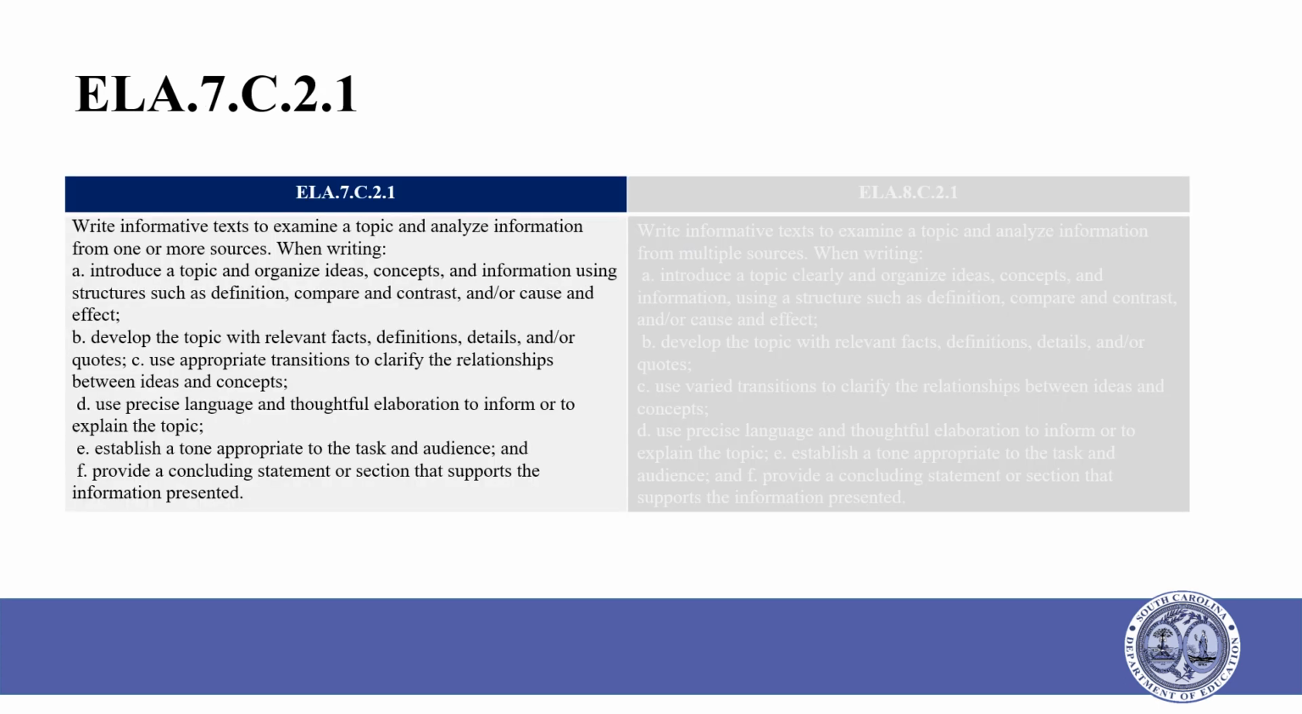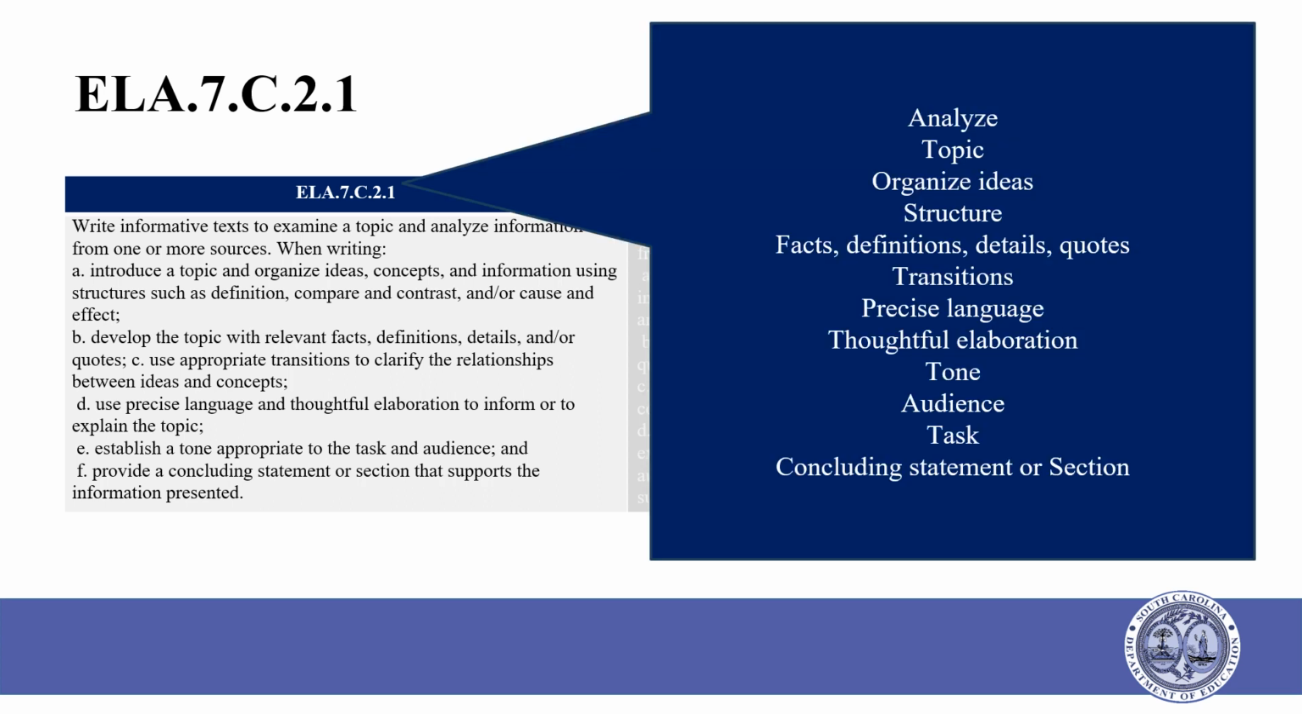We will now look at the informational writing indicators for grades 7 and 8. Look at the handout for C.2.1. Looking at 7th grade first, highlight or underline the following academic language: analyze, topic, organize ideas, structure, facts, definitions, details, quotes, transitions, precise language, thoughtful elaboration, tone, audience, task, concluding statement, or section.